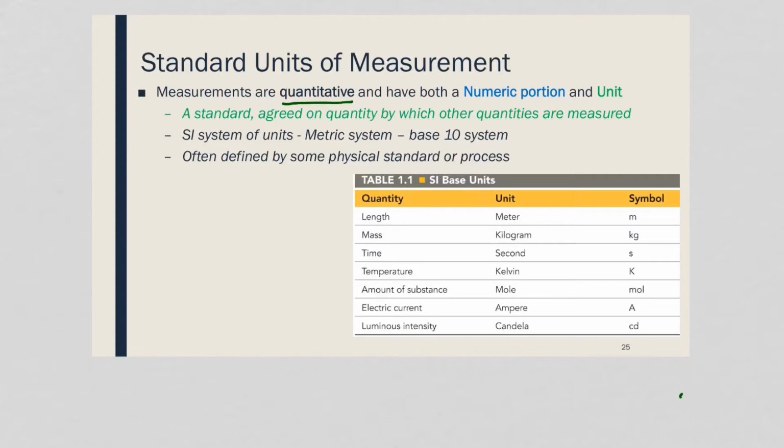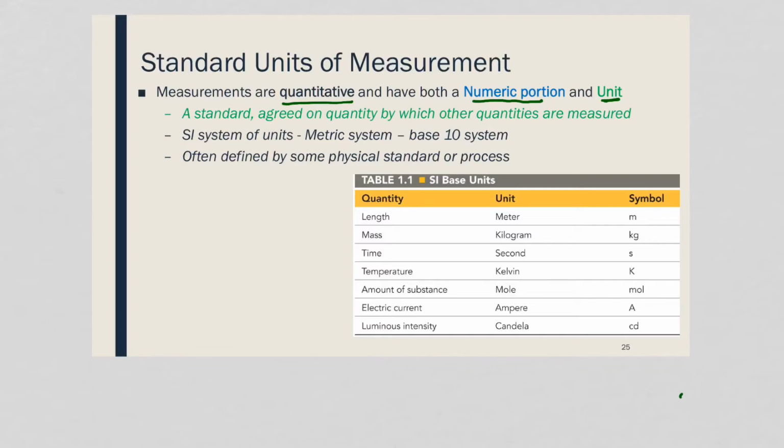All measurements have a numeric portion, which defines the magnitude, the quantity, and just as importantly, a unit, which references it to some scale. A unit is a standard, agreed upon quantity by which other quantities are measured. And for the most part, units were made up. We established units to suit what we were doing.